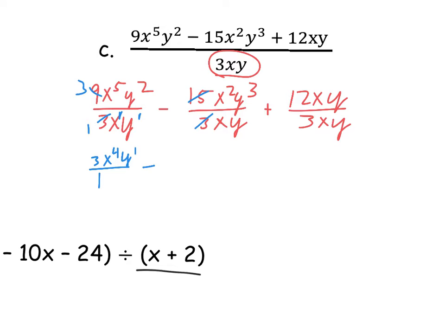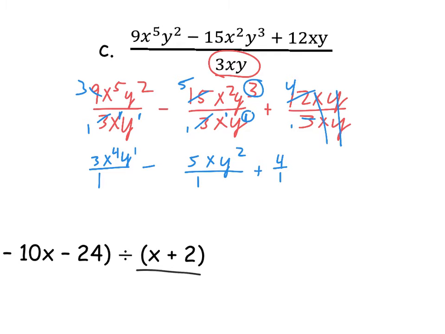3 goes into 15 5 times. This will just cancel out to 1, so I'll have a 5 and a 1. x squared over x to the first, I'm just going to have an x left on top. And y cubed over y to the first, subtracting 1 from 3, I get 2. I have 2 more on top, so a y squared. Here the y's and the x's just cancel out. And 12 divided by 3 is 4. So that 3 divided by 3 is 1. So it'd be plus 4 over 1.